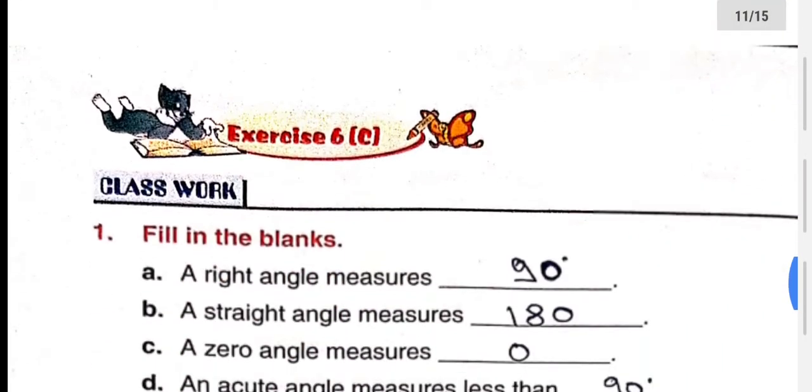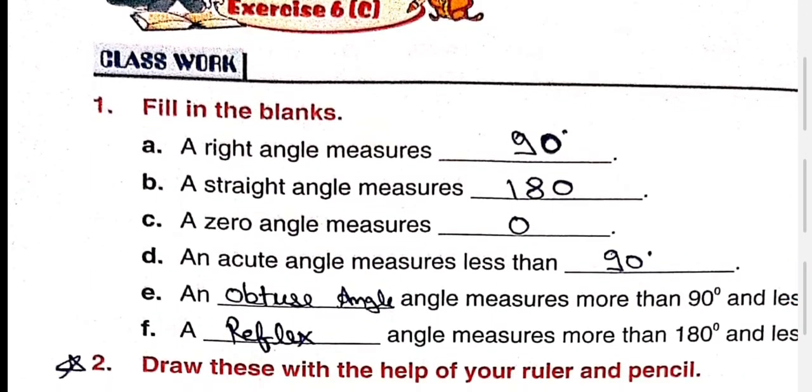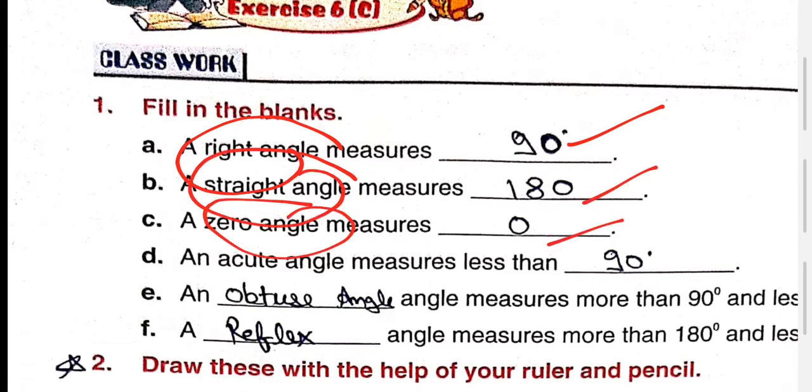Now I am coming to your exercise 6C. Fill in the blanks. A right angle measures what? What is the meaning of right angle? It is always 90 degree, as I told. Straight angle is always 180 degree, as I told. Zero angle always measures 0, and acute angle measure is less than. Remember, acute angle is greater than 0 and less than 90. So you have to put here 90.